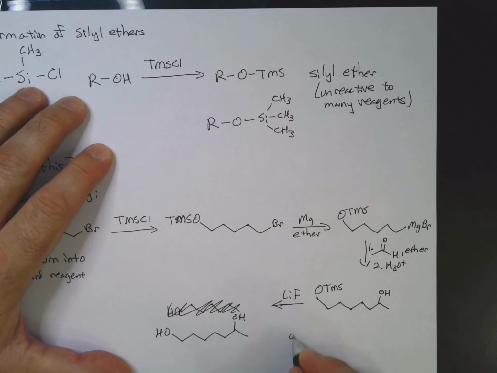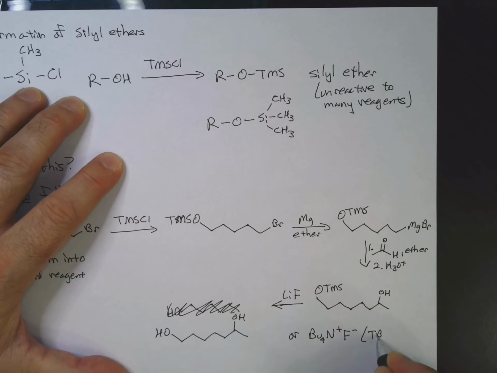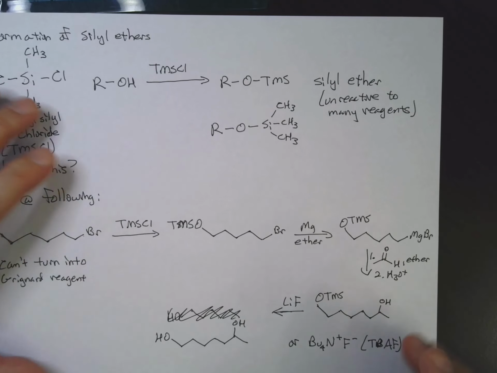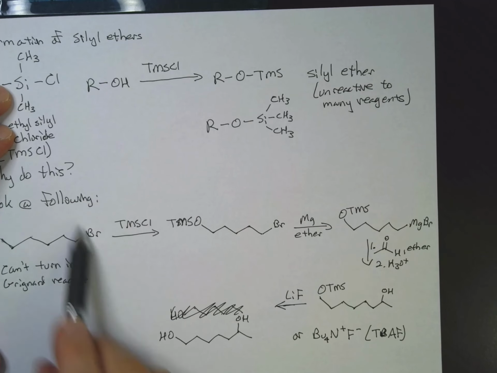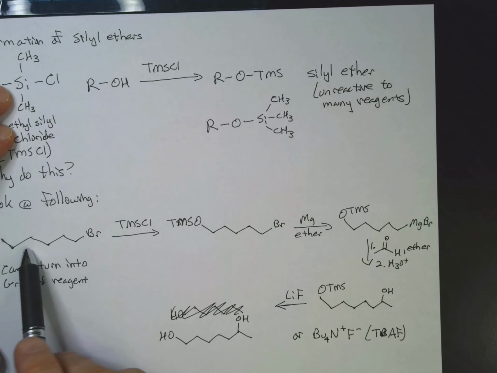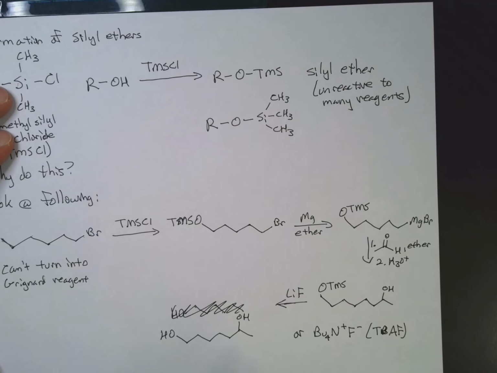Or you can use a tetrabutylammonium fluoride thing called TBAF. I know, more stuff to remember. Write this down on your little note card. So what I've done is I've turned my thing that I can't use in a Grignard reaction into something I can use. And now I can do my Grignard reaction. And we call this protection.